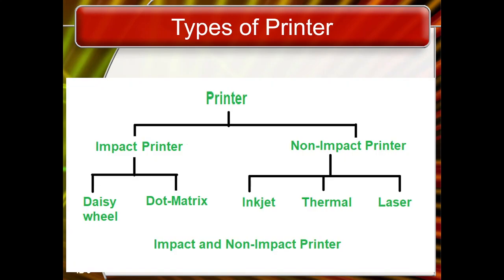What are the different types of printers? There are two types mainly. The first one is impact printer, the other one is non-impact printer. It is easy to remember that impact printers are those printers which adopt a striking phenomenon. Daisy wheel and dot matrix are impact printers, whereas inkjet, thermal, laser and so on are non-impact printers.